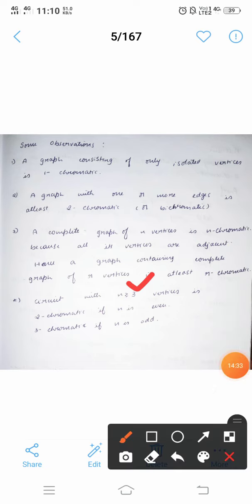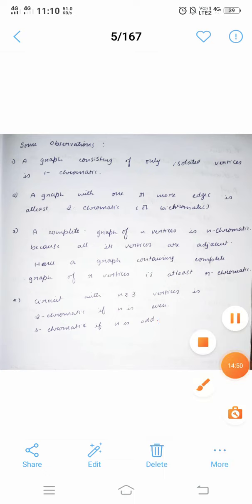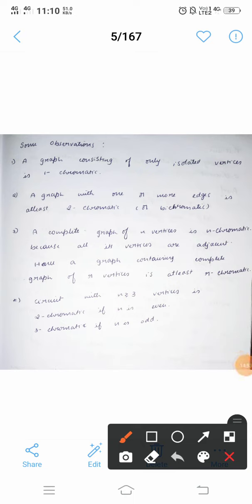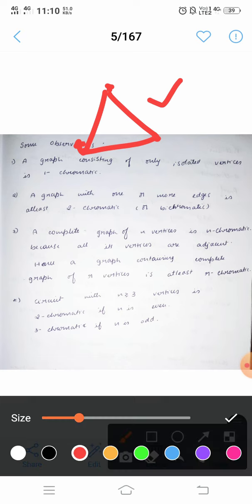Circuit with n greater than or equal to 3. The chromatic number of that circuit is 2 if the circuit has an even number of vertices. If it has an odd number of vertices, its chromatic number is 3. We'll see that. What is a circuit with 3 vertices? It is a triangle. It is a circuit with an odd number of vertices, because 3 is odd. We'll see what the chromatic number is.